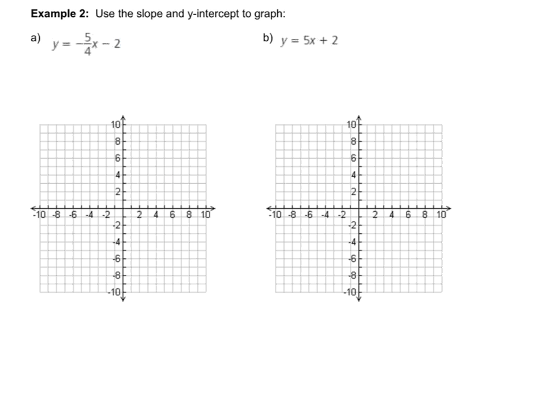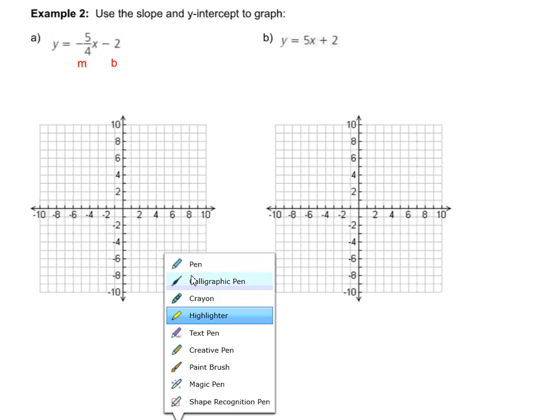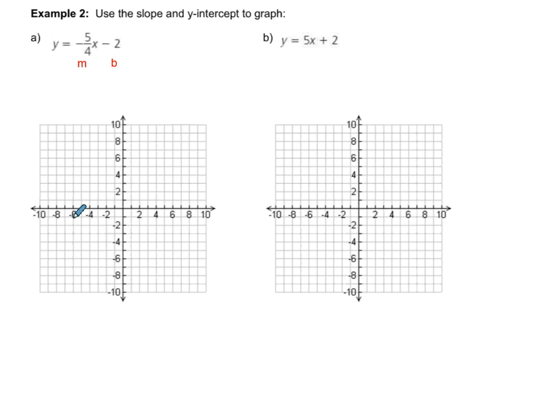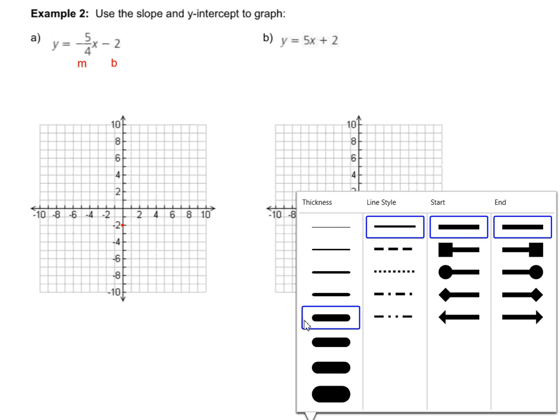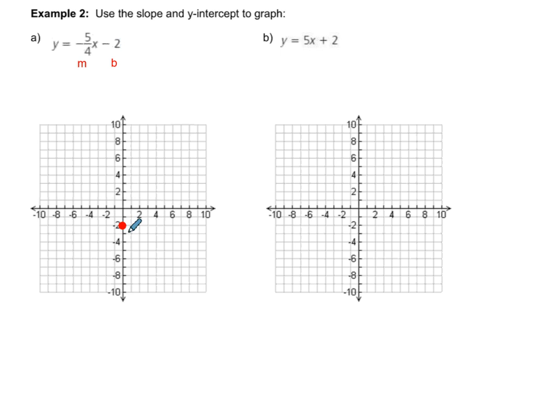So example number 2, A is y equals -5/4x plus... So this here is my m value. This right here represents m, and this right here represents b, and my b value is -2. So what we're going to do is put a red dot at -2, right there, perfect. I'm going to make that dot a little bit bigger for you guys. There we go.